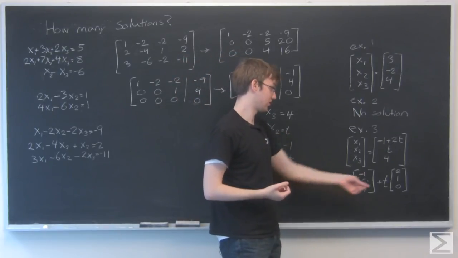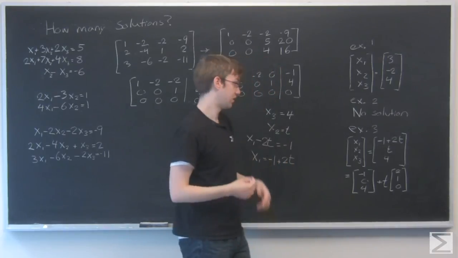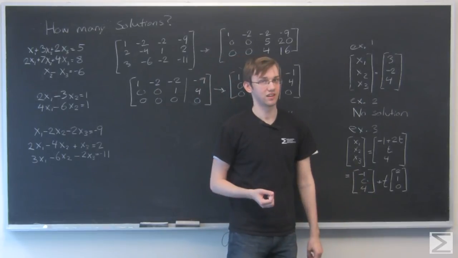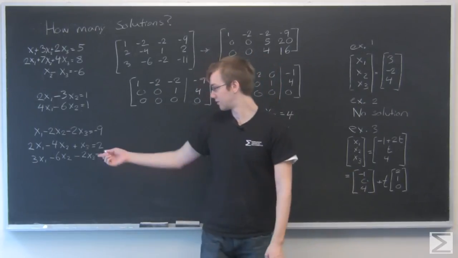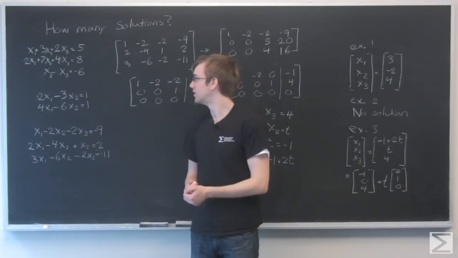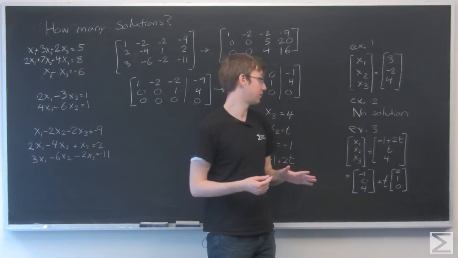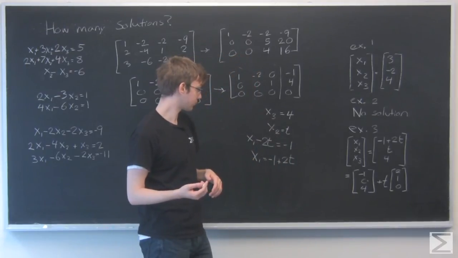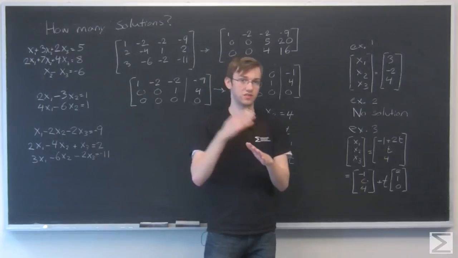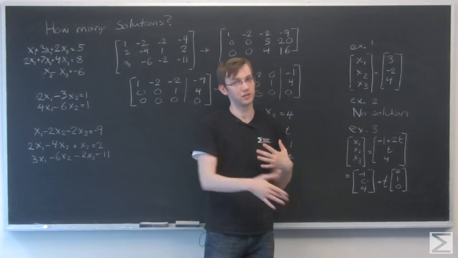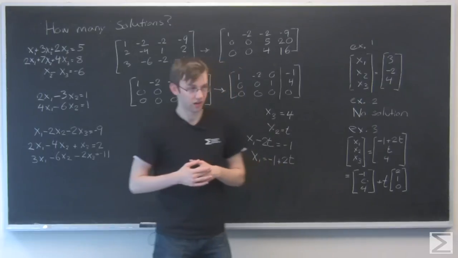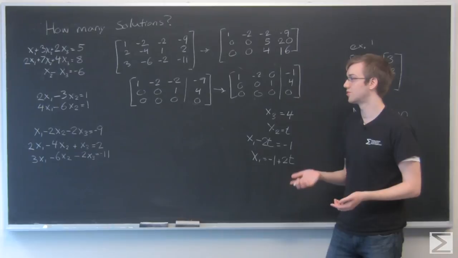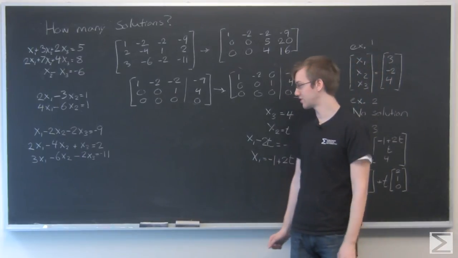But for this solution, you can see that there's a free variable in there. And whenever you have a free variable, that means that there are infinitely many solutions, because you can literally plug anything into that t, and you'll get a solution for that system. So when you have infinitely many solutions, and that's a plane, that basically means that two of the planes intersect in a line, and you get infinitely many solutions along that line. So those are the three choices you have when you're solving a linear system. You can have one unique solution, no solutions, or infinitely many solutions.